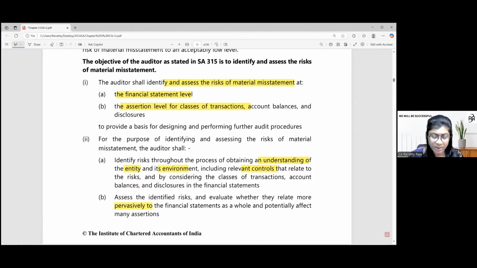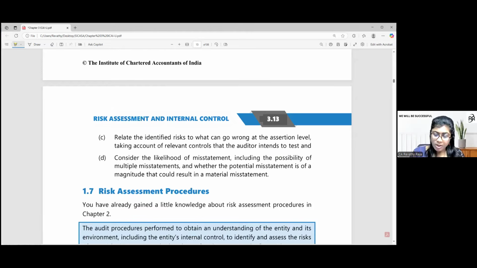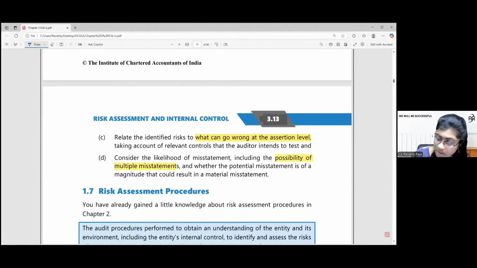Did you mark till here? Okay. Now, risk of material misstatement means what can go wrong. Possibility of misstatements. It can be one or multiple. These 2 sentences, can you mark them? See, risk means it's a possibility of misstatement. What can go wrong? It can be either one or multiple.